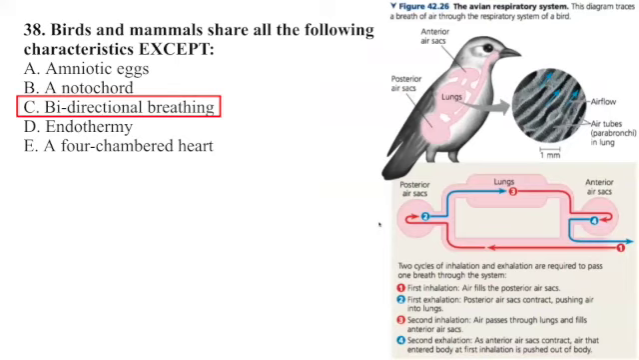38, birds and mammals share all the following characteristics except. So in this case, C is the correct answer.